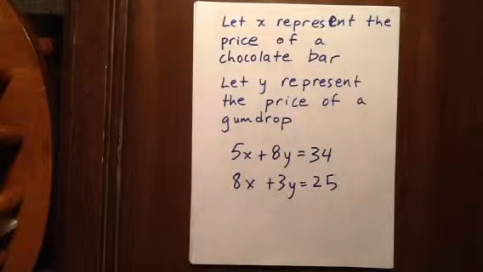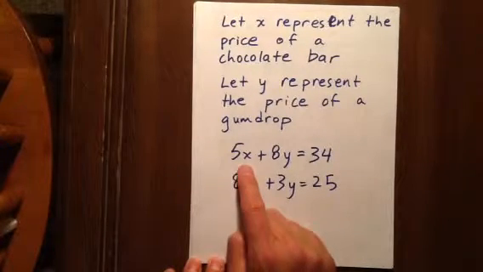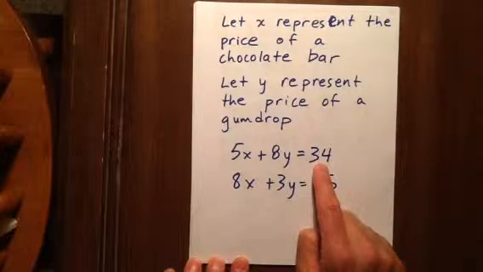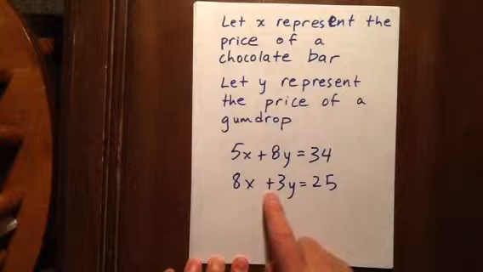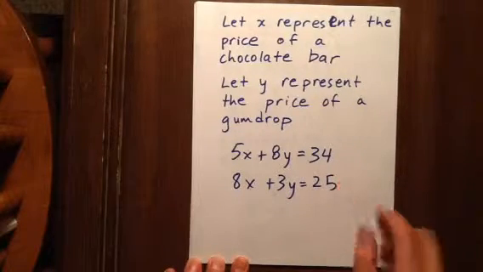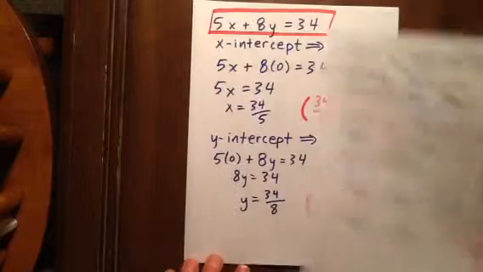So we're going to let x represent the price of a chocolate bar, and we're going to let y represent the price of a gumdrop. So 5 chocolate bars plus 8 gumdrops is $34. And 8 chocolate bars and 3 gumdrops is $25. We've got 2 equations, 2 unknowns.